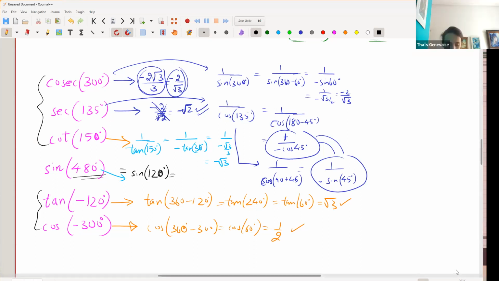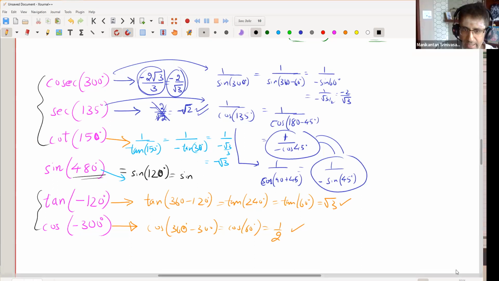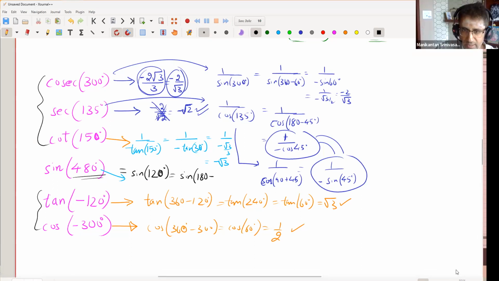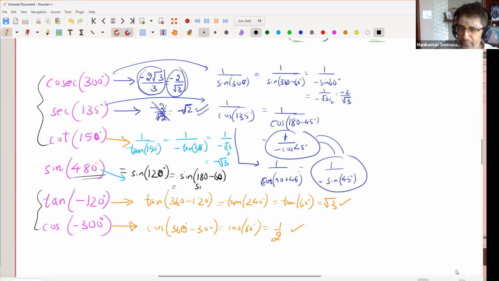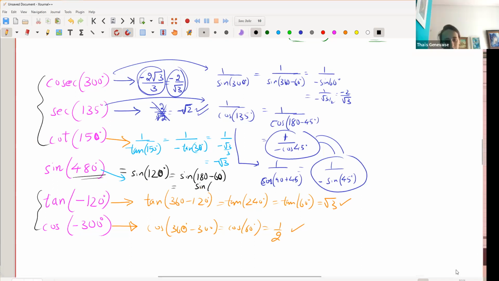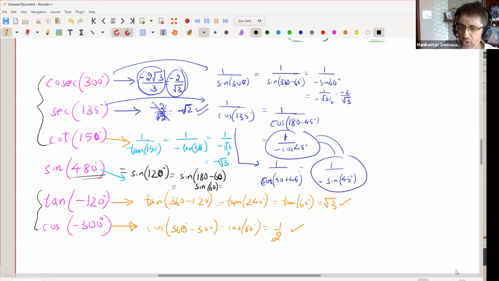Yes. Okay, and I can write this as sine of 180 minus 60, right? And we saw the very first thing was sine of 180 minus theta is the same as sine theta. Remember this? So sine of 60, which we know is root 3 by 2. Does it make sense how to go step by step, guys? Yes, sir. Practice and then you'll get it.